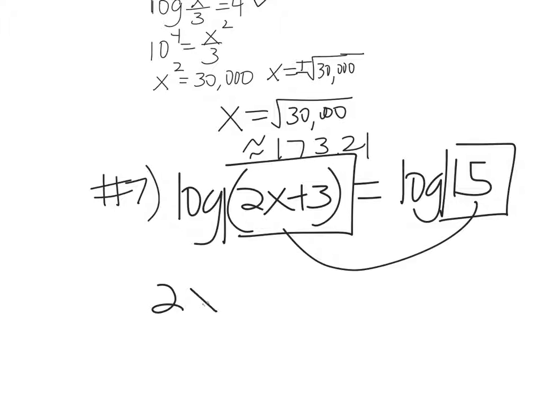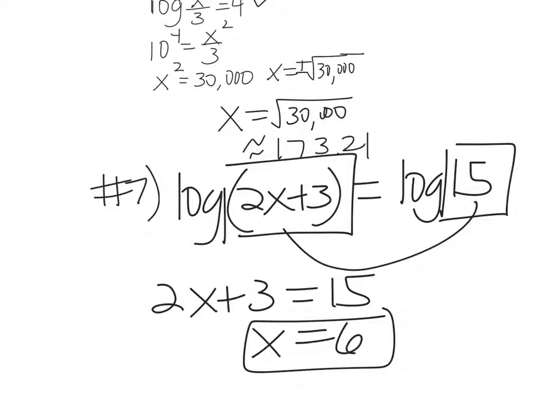Yes, mathematically speaking, the stuffs are equal. So 2x plus 3 has to equal 15. That should make sense, right? Log of a number equals log of another number. Those numbers should be equal to one another. So x equals 6. Perfect. Nice. You like those. All right.